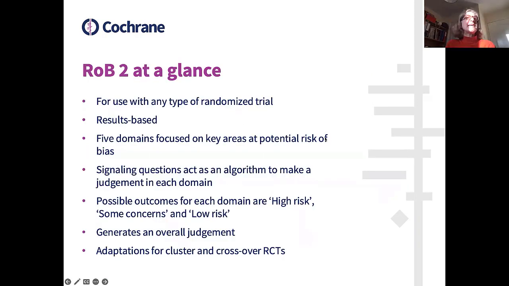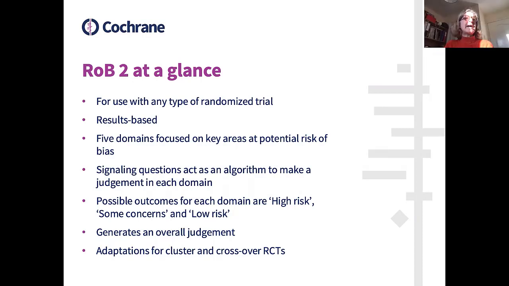This is just one slide because, as I said, I'm assuming that people do know a little bit about RoB2 already. Risk of bias 2 is for use with any type of randomized trial. There are other tools for non-randomized studies that we recommend in Cochrane. It's results-based, which is a really key difference from RoB1. What you're doing with RoB2 is assessing the risk of bias for a specific numerical result. It's not for a whole study, it's for an individual result.